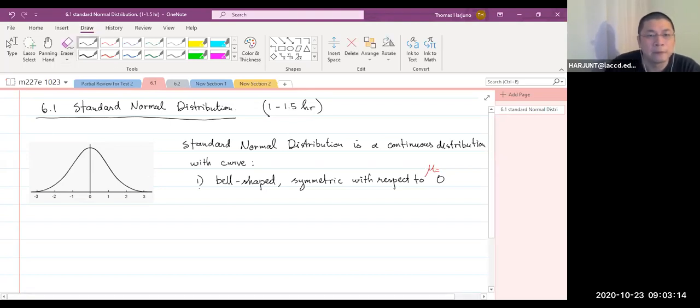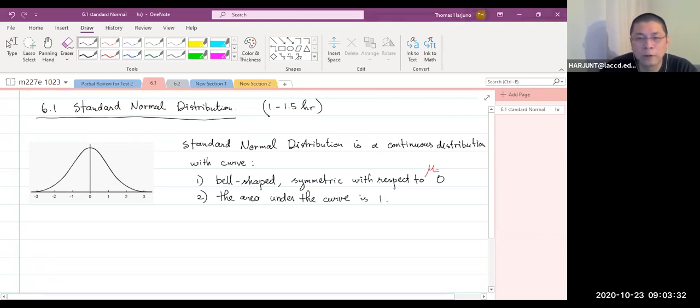Okay, second, the area under the curve, the area is 1. Okay, now by the way, if I zoom this, the curve here is actually not dying down to 0 though. It's very, very close to 0, but it's not 0.